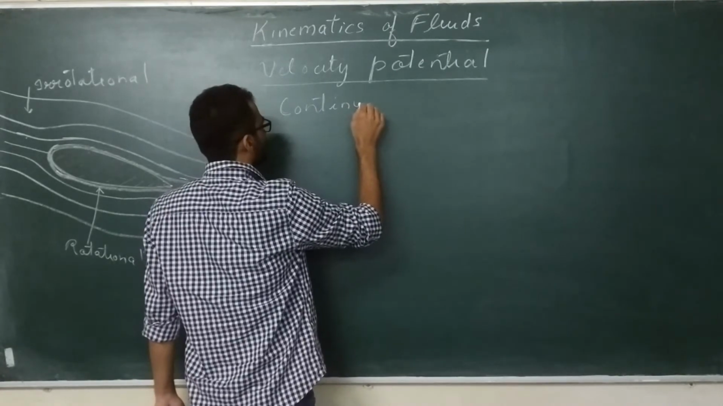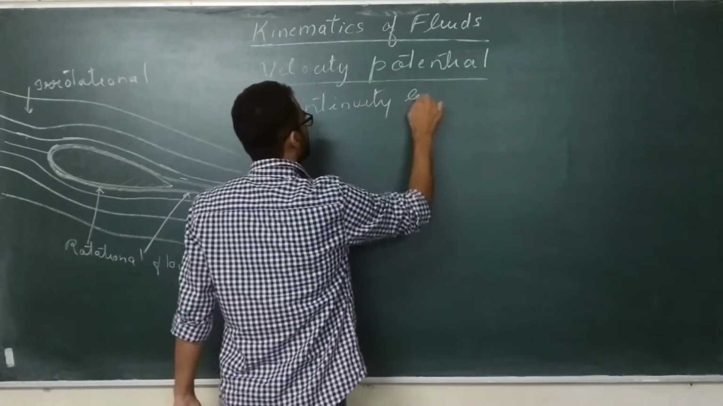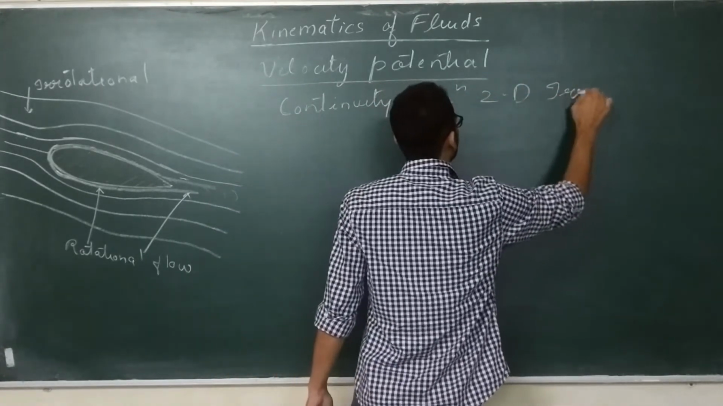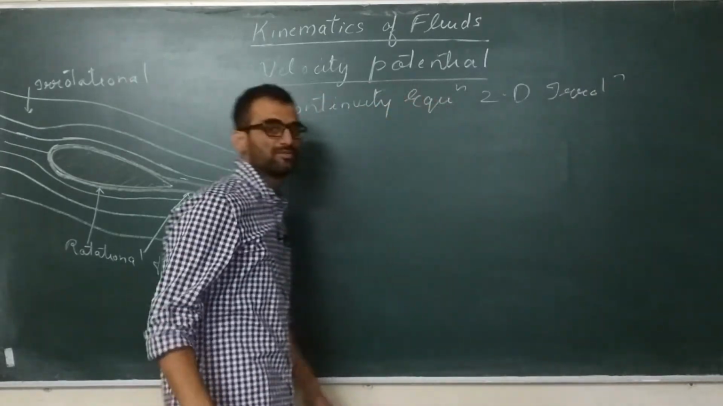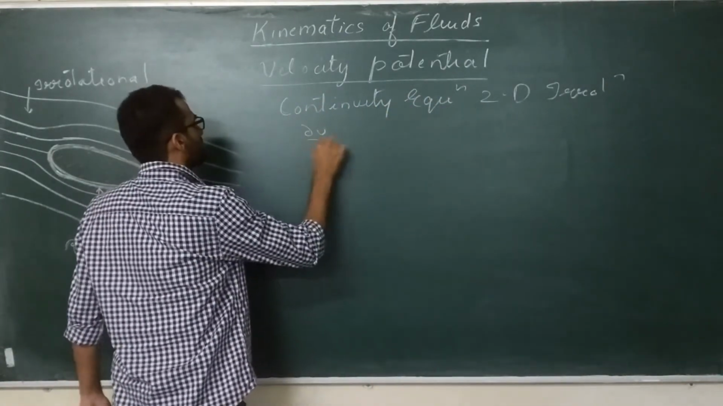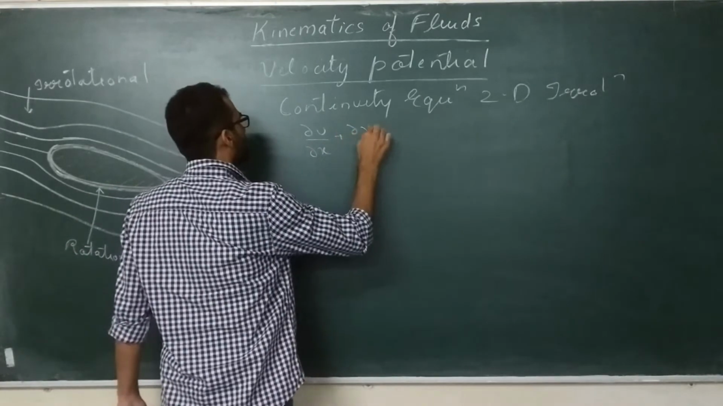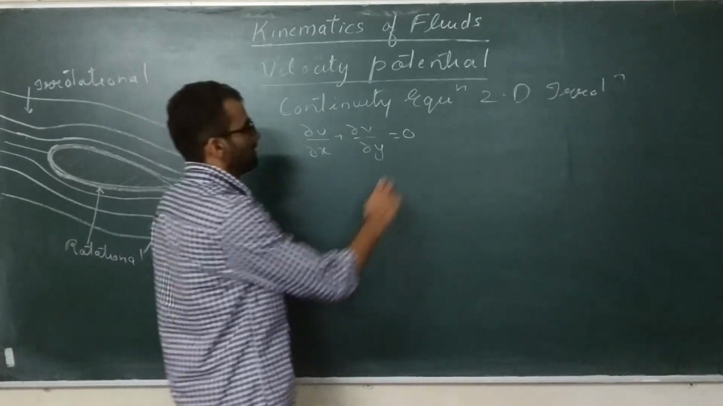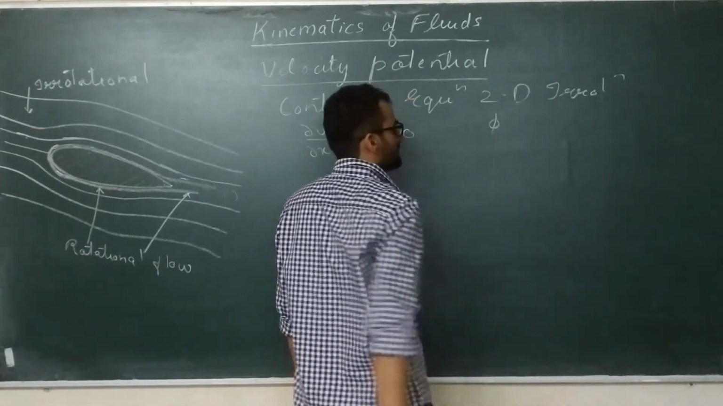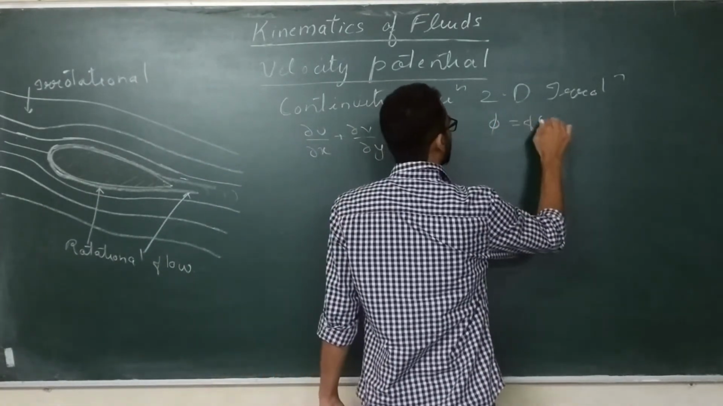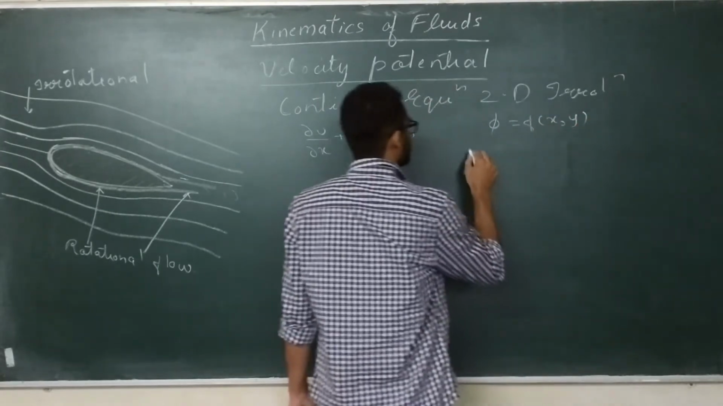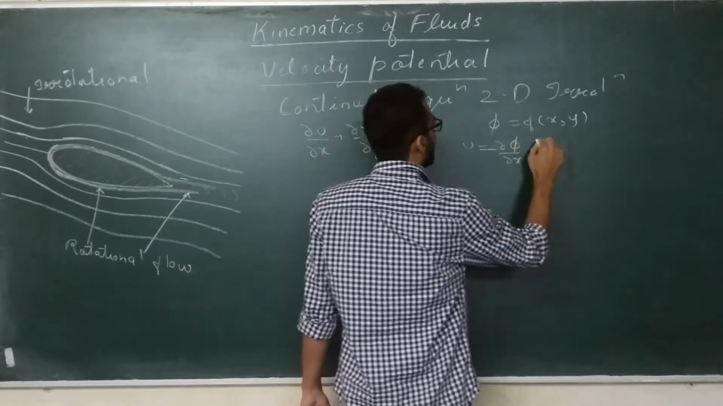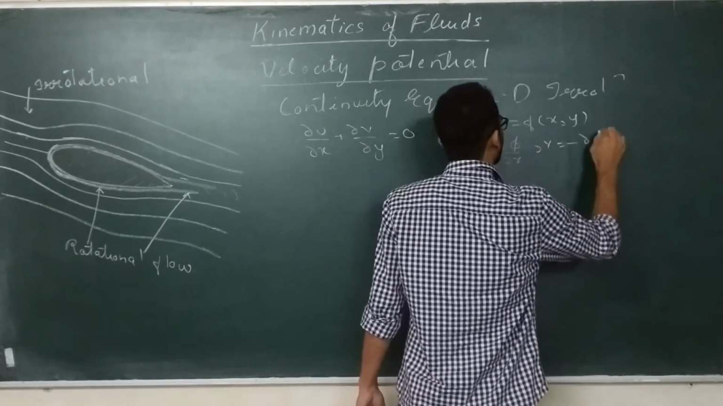Continuity equation for two-dimensional irrotational flow: what will that be? ∂u/∂x + ∂v/∂y = 0. It should satisfy this continuity equation. But we have defined a velocity potential function, a scalar function in x and y, such that u is minus ∂φ/∂x, and v is minus ∂φ/∂y.